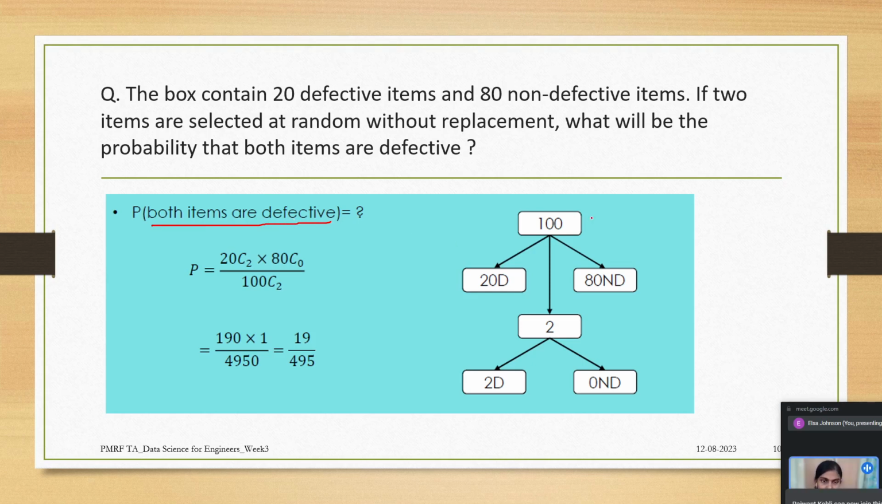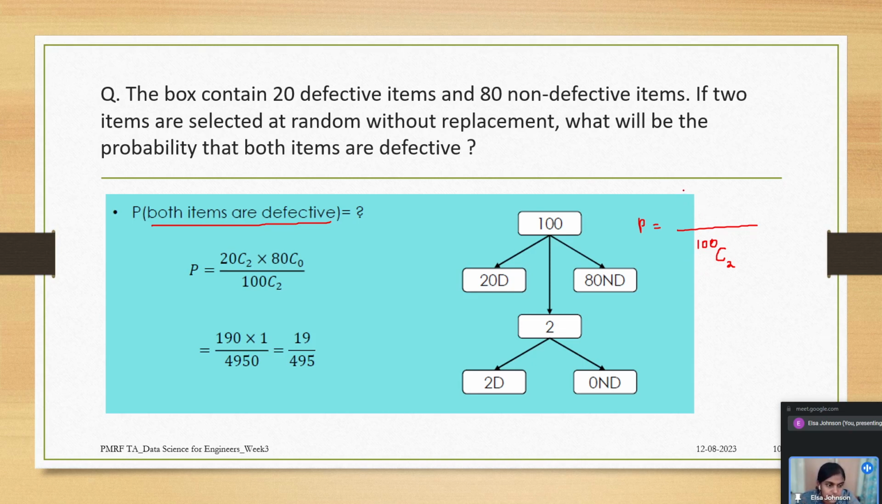So how can you find it out? The probability will be such that the denominator will be the total number of cases. So you are having 100 total items, and from that you are selecting 2. So you will say 100 C2, combination of 2 from 100 elements. I think you have learned permutations and combinations. So this is the total number, and now you have to see both elements are defective.